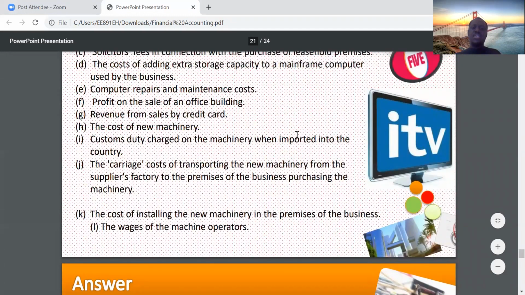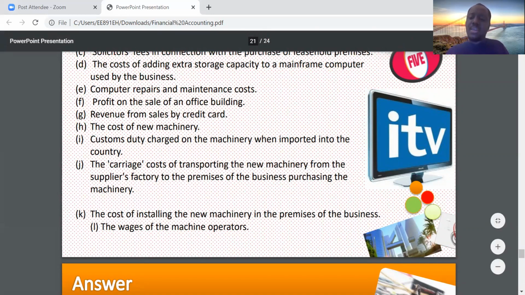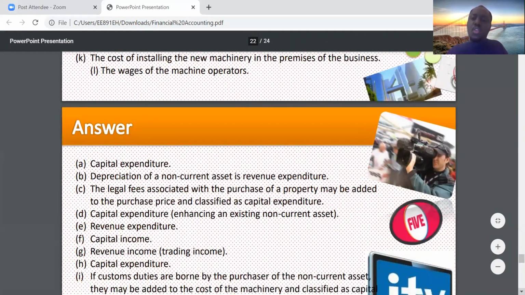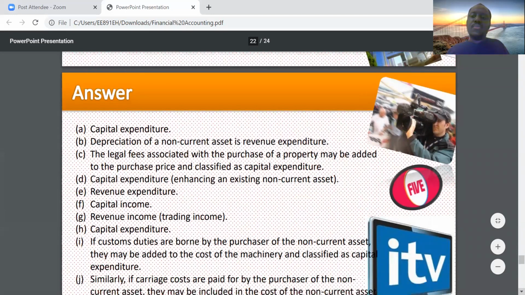Then I, customs duty charged on the machinery when imported into the country. In this case, this customs duty is a part of the machinery cost. Without the customs duty, you can't even import the machinery. So customs duty will be added to the cost of the machinery as a capital expenditure. So I is capital expenditure. Any cost you incur in acquiring the asset that makes the acquisition possible, like customs duties, like legal fees, you add it to the cost of the non-current assets, and it's a capital expenditure.